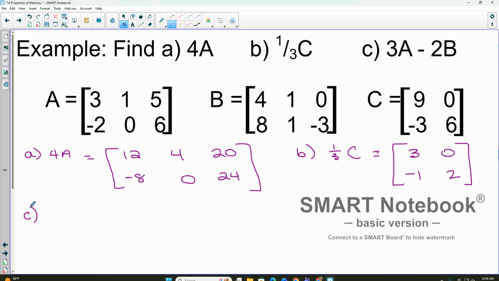All right, we can do combinations of this. So the next thing I'm asking for is 3A minus 2B. So what do you think you do? Yep. So if I did 3 times A, I get 9, 3, 15, negative 6, 0, 18. So that's 3A minus 2B, so every number in B times 2.